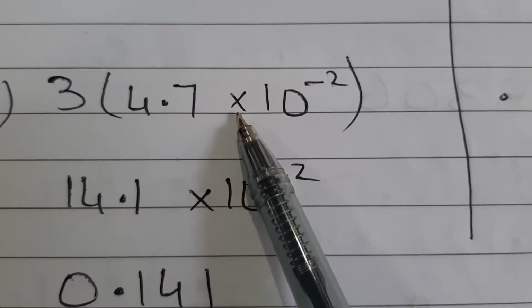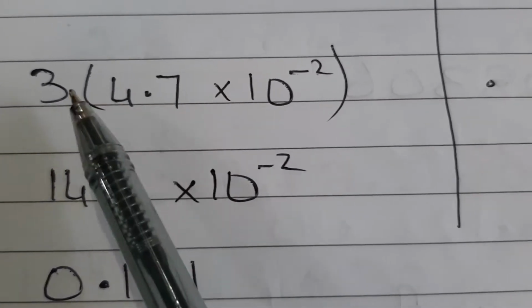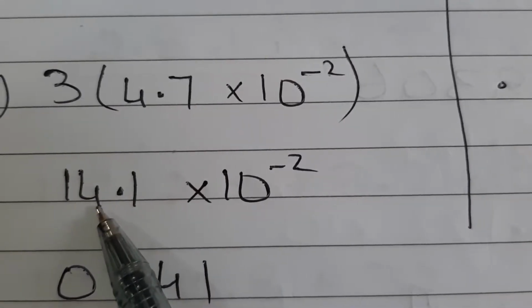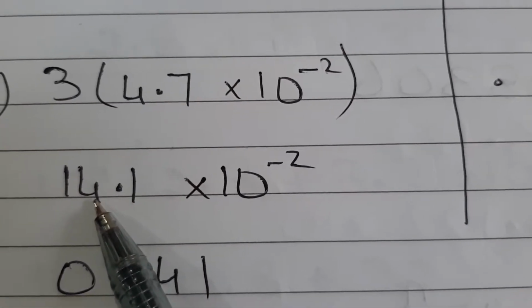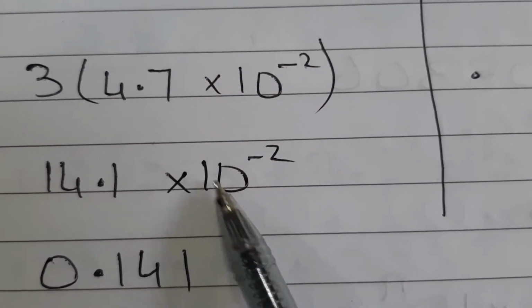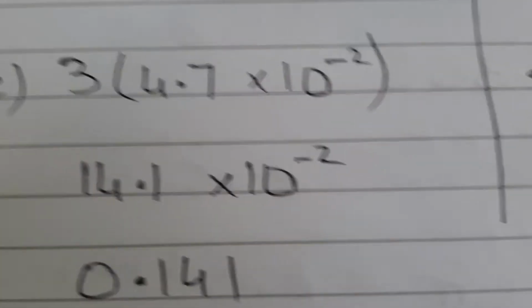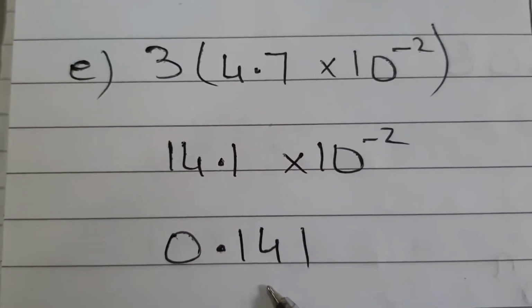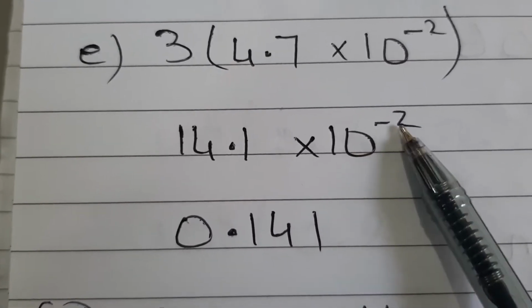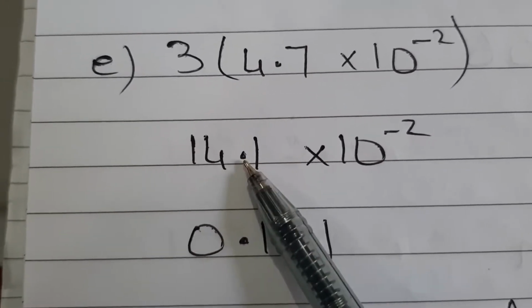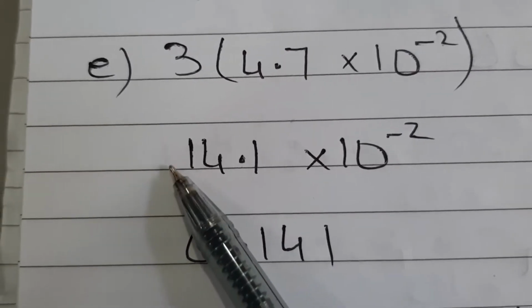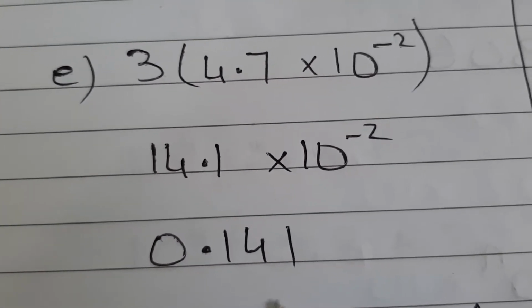We have multiplication here. So if 3 is multiplying by 4.7, it will become 14.1, and this will come as it is. Then this will multiply by it, right? So 10 to the power minus 2 means the decimal in this number will move to the left. So it will come here.